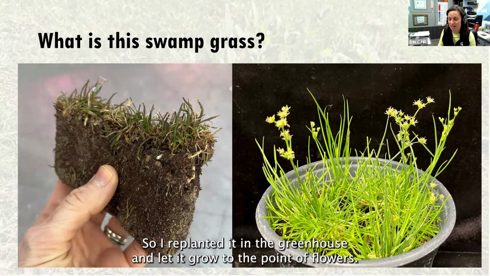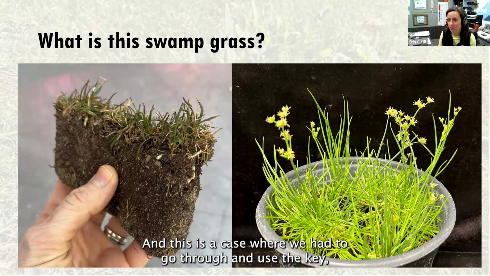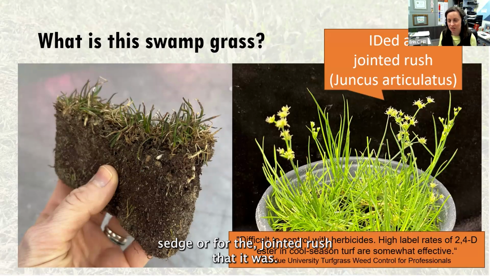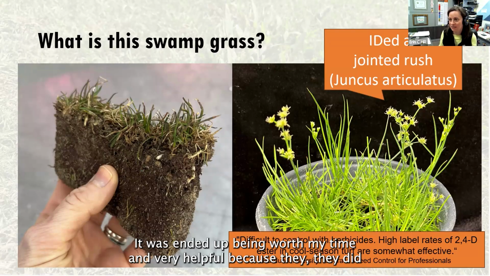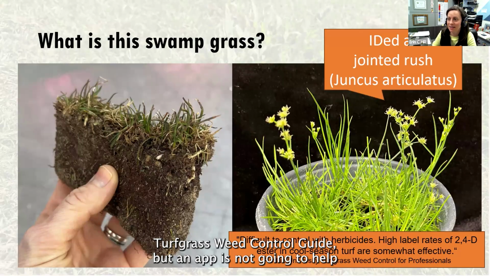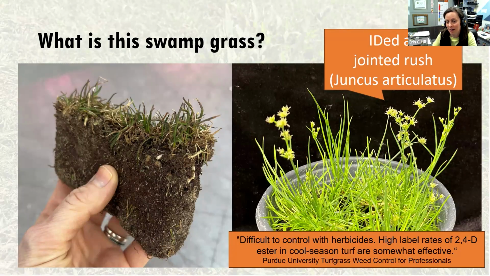So I replanted it in the greenhouse and let it grow to the point of flowers. And this is a case where we had to go through and use the key for the sedge, or for the jointed rush that it was. It ended up being worth my time and very helpful, because there were some management recommendations I could make from the Purdue University turfgrass weed control guide, but an app is not going to help ID something like this necessarily.